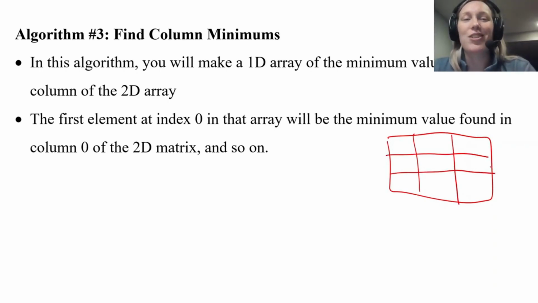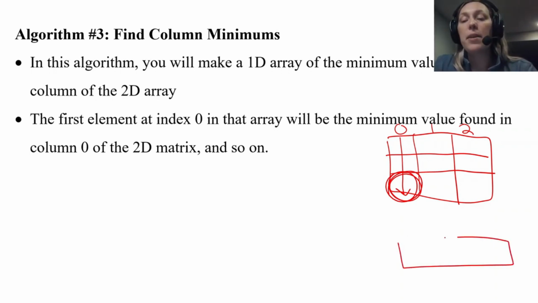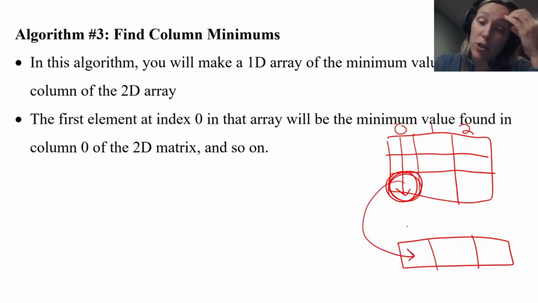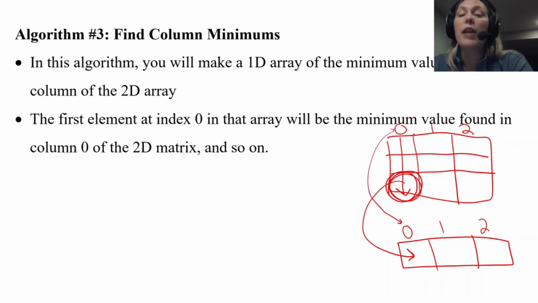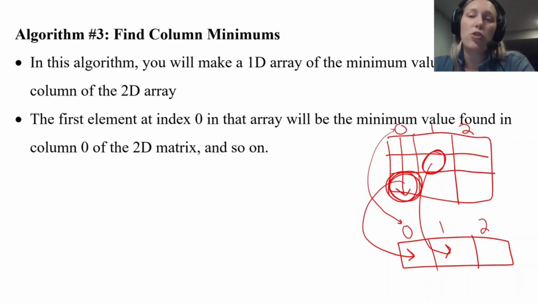I always love a quick sketch. Okay, so here are your columns. You're going to look through your columns and find the minimum value, wherever that is. Once you find that minimum value, you're going to put it into a one-dimensional array. What they're saying is that your column index corresponds to the index of your one-dimensional array. So if my minimum's here in column 1, it's going to go here in index 1 of my one-dimensional array, and so on and so forth. So that's what that means.